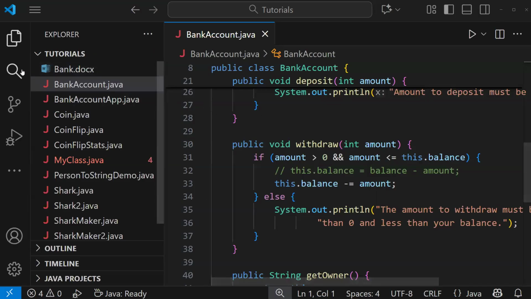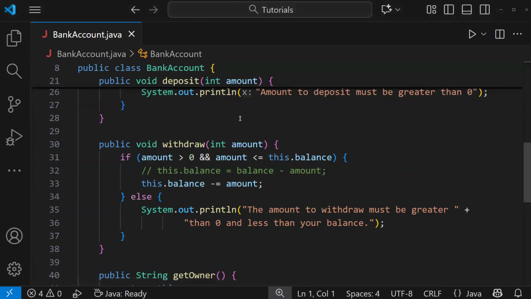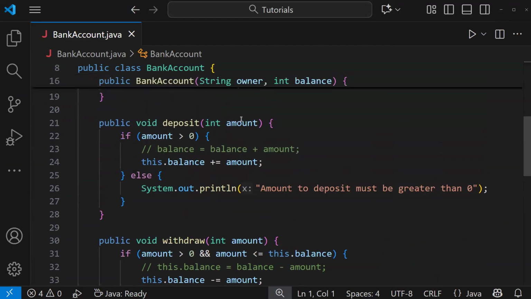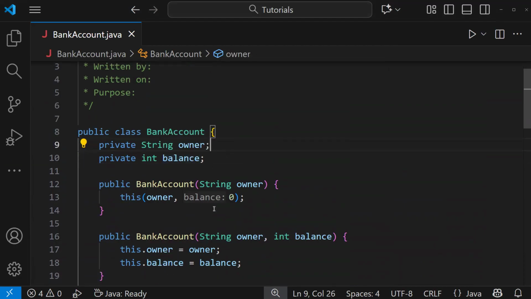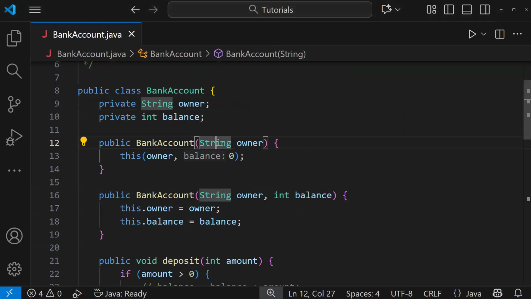We can have, just like in Python, what are called calculated properties. So we have our bank account, and we can have an owner and a balance. It's a very simple bank. We don't have a lot of depositors. Notice we have two different ways we can create the bank account.